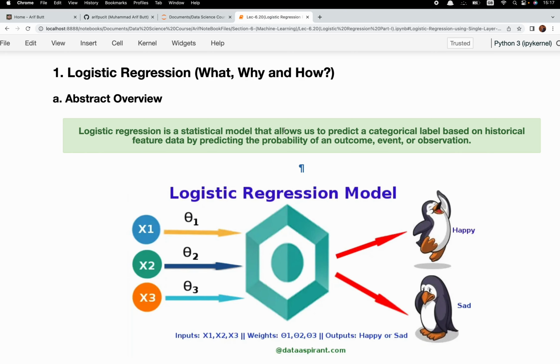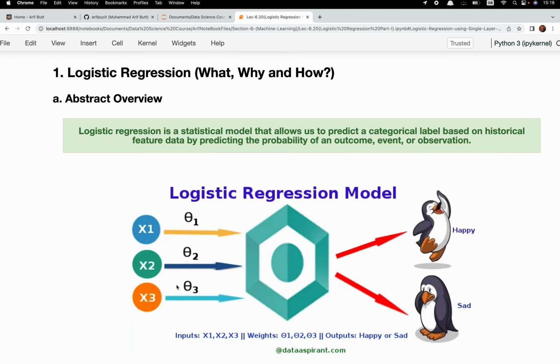Well, a logistic regression is a statistical model that allows us to predict a categorical label based on historical feature data by predicting the probability of an outcome, event, or observation. Let me describe a logistic regression model using this image.